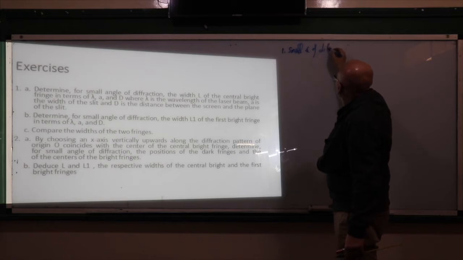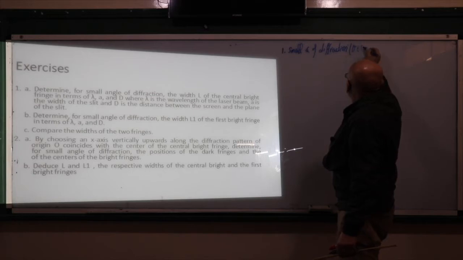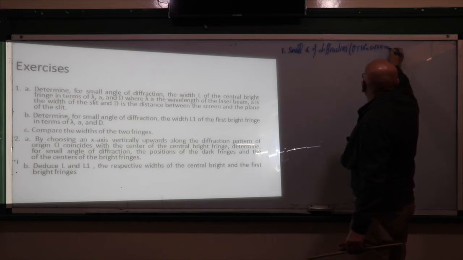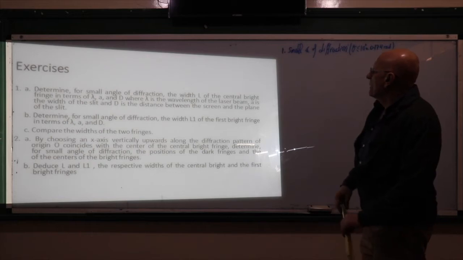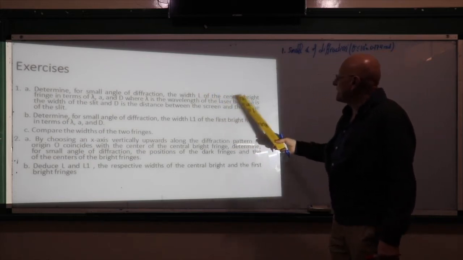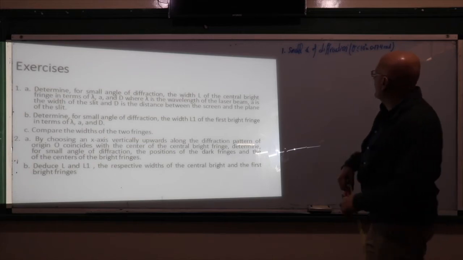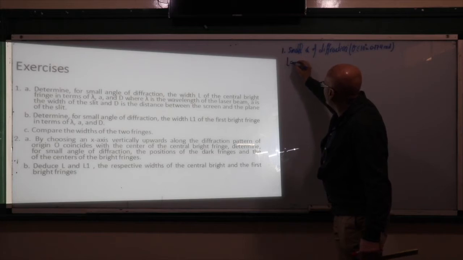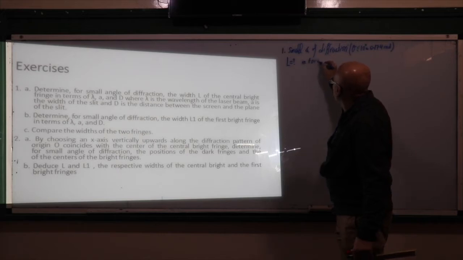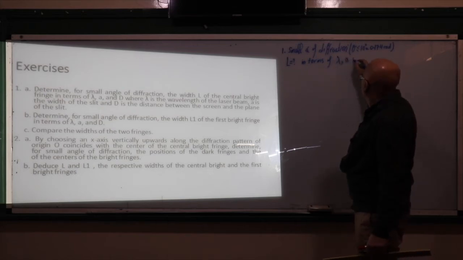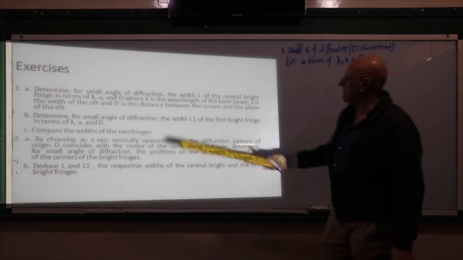So you have a small angle of diffraction. This means that theta is less than or equal to 10 degrees, which is equal to 0.174 radian. Okay? The width L of the central bright fringe in terms of lambda, A and D. So I want to find L, the width of the central bright fringe in terms of lambda, A and D.